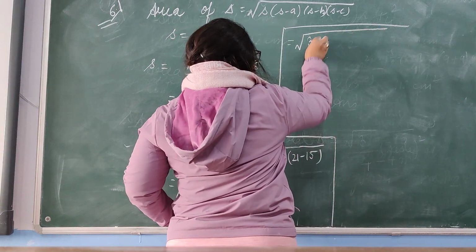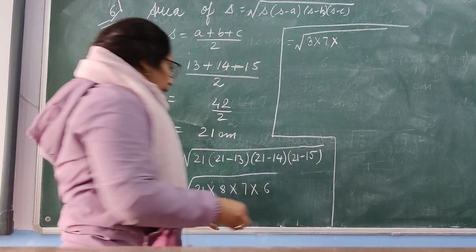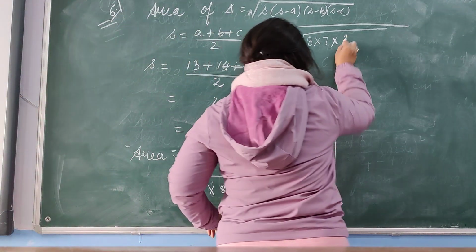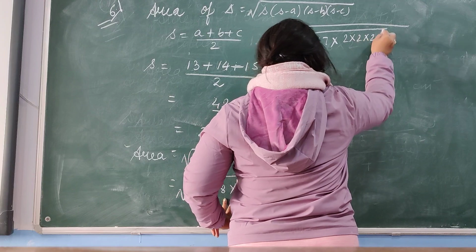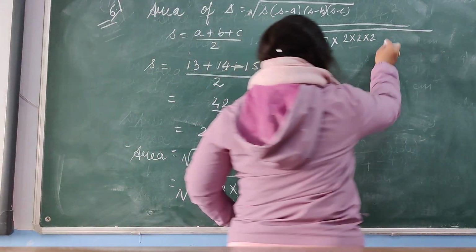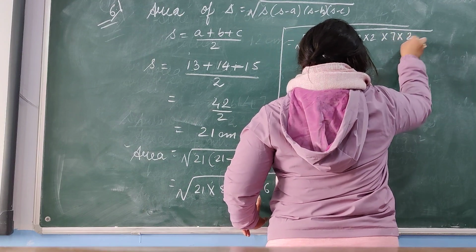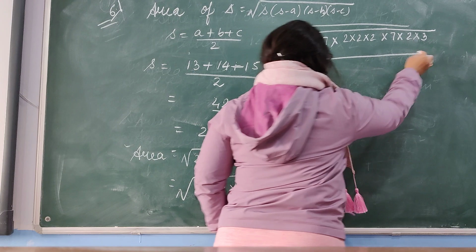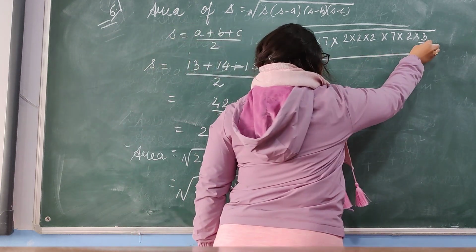These are prime numbers. 8 could be written as 2 into 2 into 2. Okay. 7 could be written as 7 only. And 6 could be written as 2 into 3. Now, if you can see, we have formed a pair of numbers. We can see there is a pair of 3.